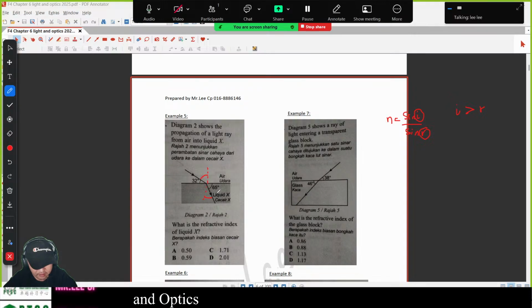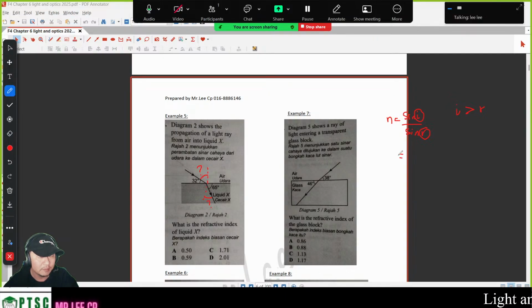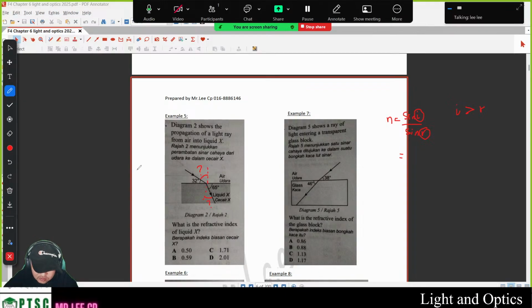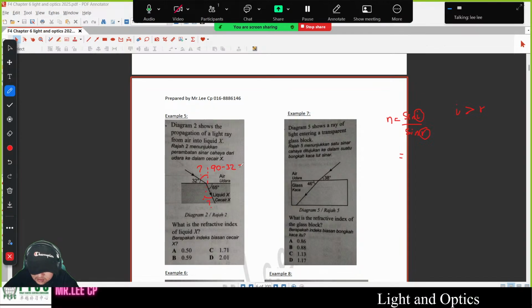So now you need to calculate this angle, and then you always use the big number over the small number. Don't use the small number over the big number. So for example, this one is 90. This angle is 90 minus 32, which is 58. No, 48.